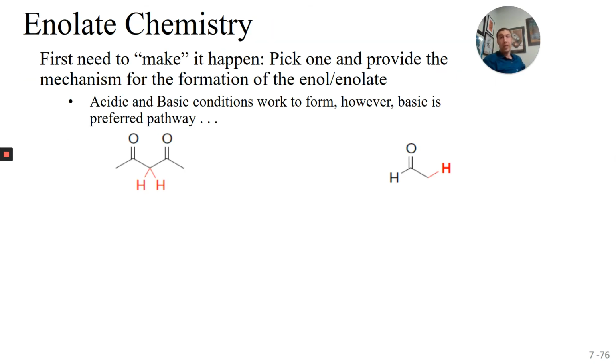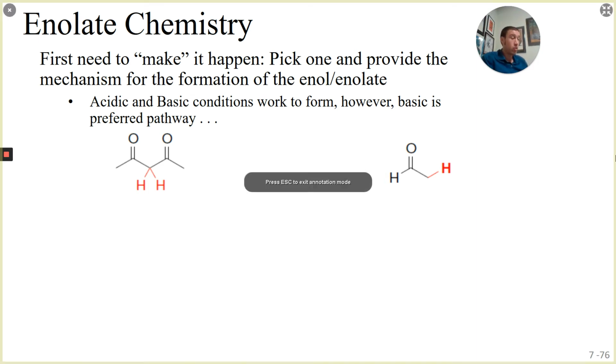So, enolate chemistry, we need to make it happen. So we've got two structures here, and in class I would have you go through and try and provide the mechanism for the formation of the enol or the enolate. In this case, we'll look at stages of it. But actually, it's fairly straightforward. I think we'll probably do both. So what we want to go through and do is make either the enol or the enolate. Since the basic pathway tends to be the most common and easiest to see because of those charges, let's go through and look at what happens if we just used a strong base.